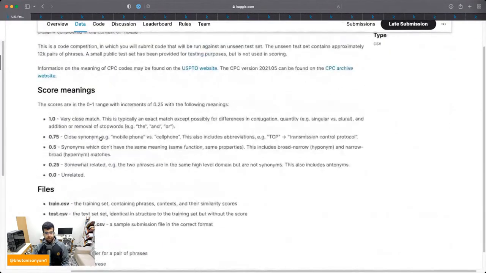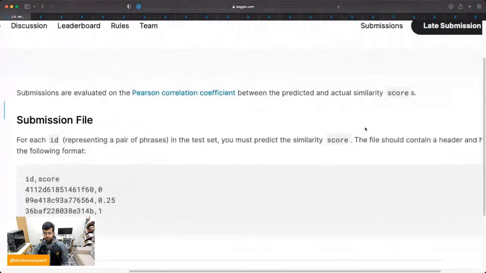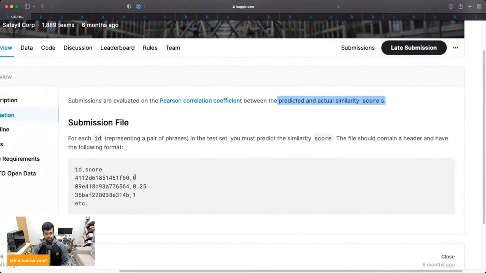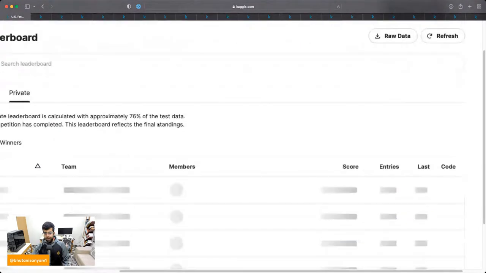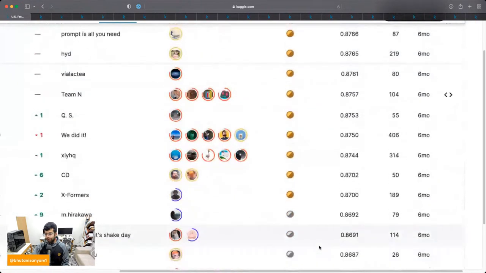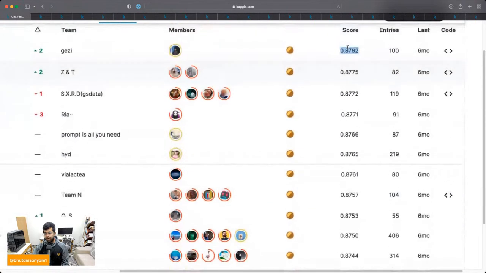How are these scored? I glanced over that, so let me go back to that. Pearson correlation coefficient is used between the predicted and actual similarity scores. So that's how your submissions are evaluated. If you look at the leaderboard, higher is better, and the best score achieved was 0.878. The gold range hovered from 0.87 up until here.